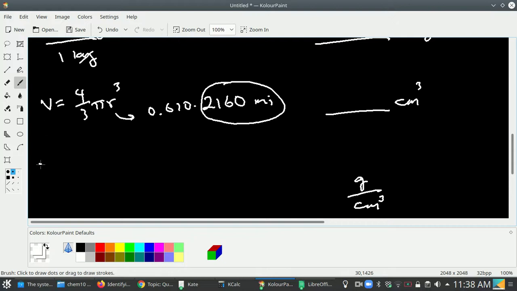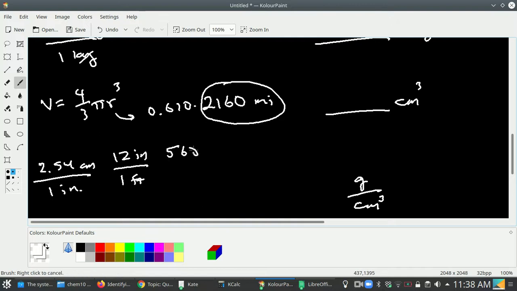All right. So I know that there are 2.54 centimeters in 1 inch, and I know that there are 12 inches in 1 foot, and I know that there are 5,680 feet in 1 mile. Alexa, how many feet are in 1 mile? 1 mile is 5,280 feet. Oh, sorry, 5,280 feet. Thank you. All right, so miles, okay, and then I want 2160 miles. All right, so miles cancel right there. Feet, inches, so I'm going to have centimeters.